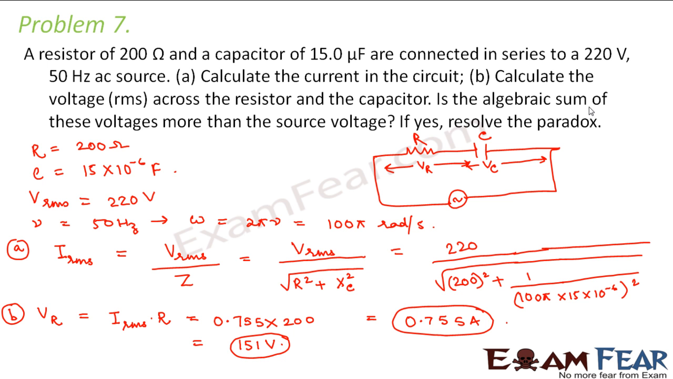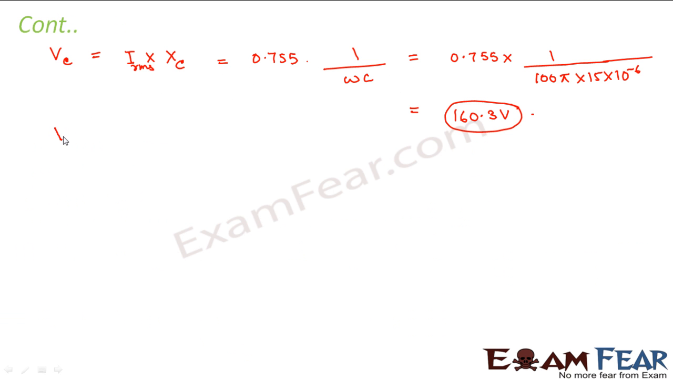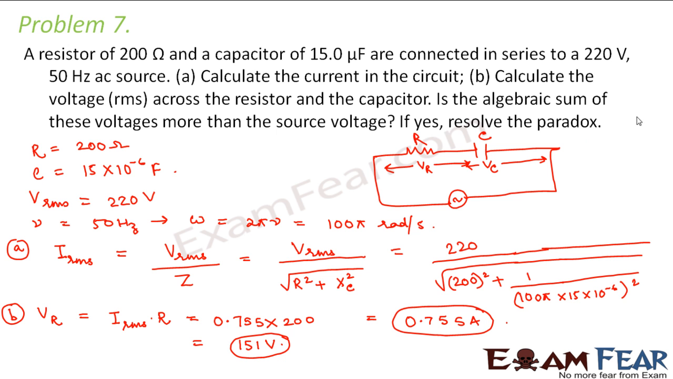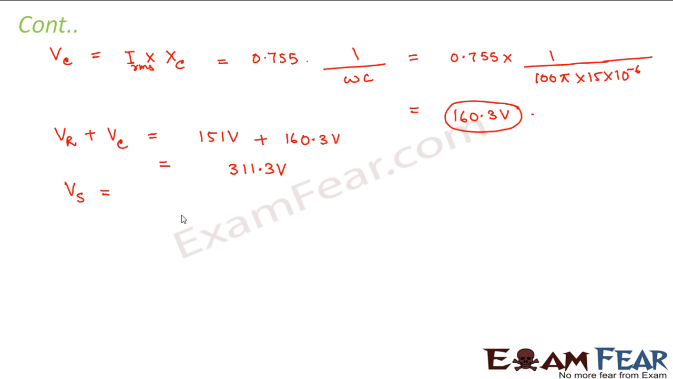Now the question asks, is the algebraic sum of these voltages more than the source voltage? If yes, solve the paradox. That means ideally the sum of these two voltages should be equal to the source voltage. But is it so? Let us try to see. So VR plus VC is equal to 151 volts plus 160.3 volts, which comes out to be 311.3 volts. Now ideally this should be equal to the source voltage. And what is my source voltage? The source voltage is equal to 220 volts.